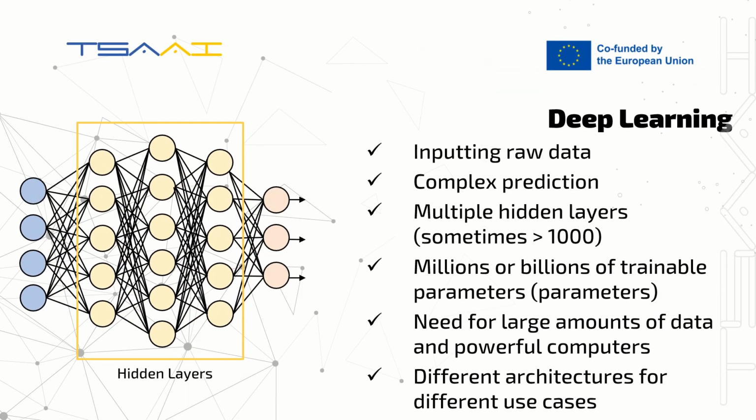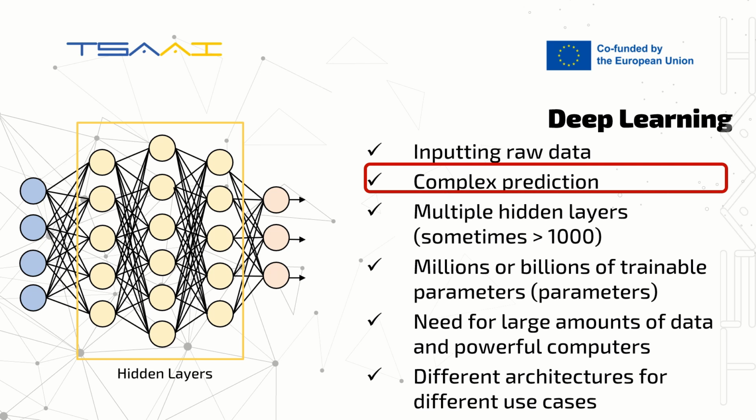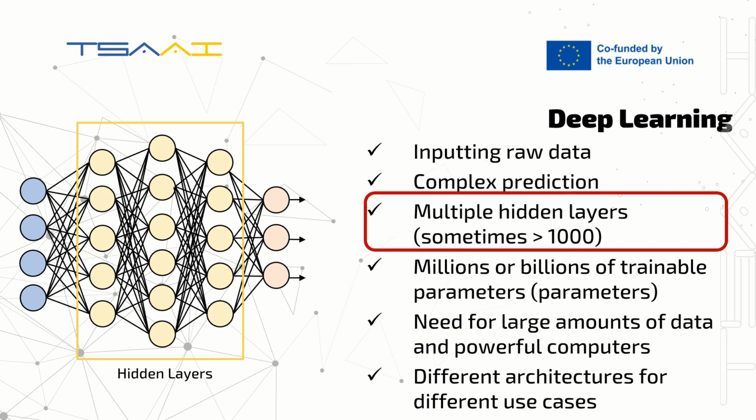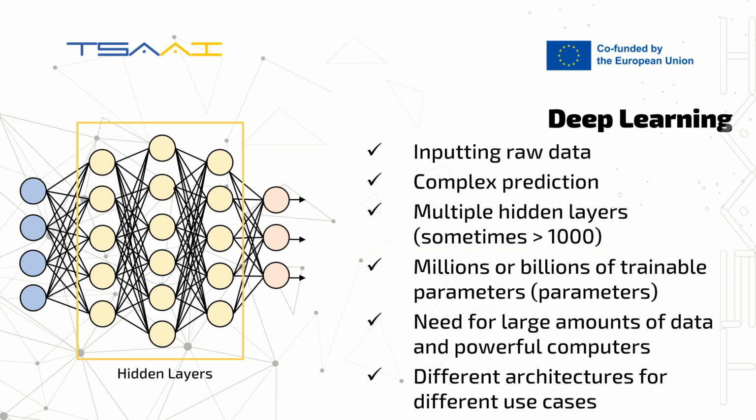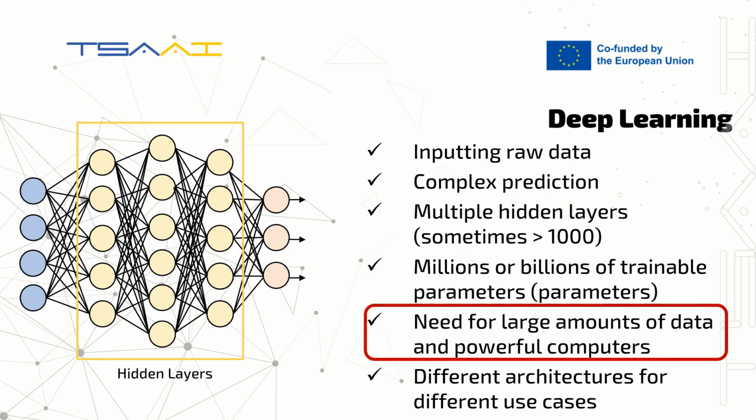Deep learning takes neural networks to new heights by introducing multiple hidden layers. This makes it possible to directly process raw data, extract features, and to model intricate relationships in the data. Deep learning networks may have thousands of layers with a total of millions or even billions of trainable parameters. Due to their complexity, deep learning networks require vast amounts of data and computational power for training.